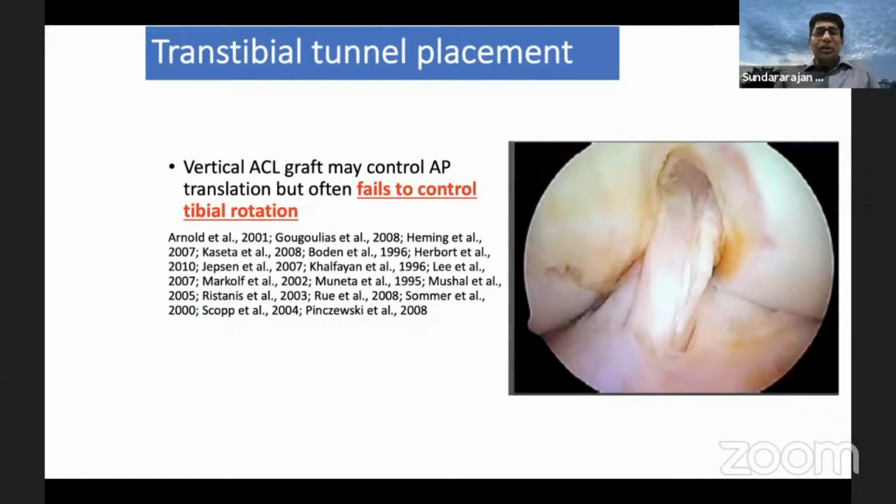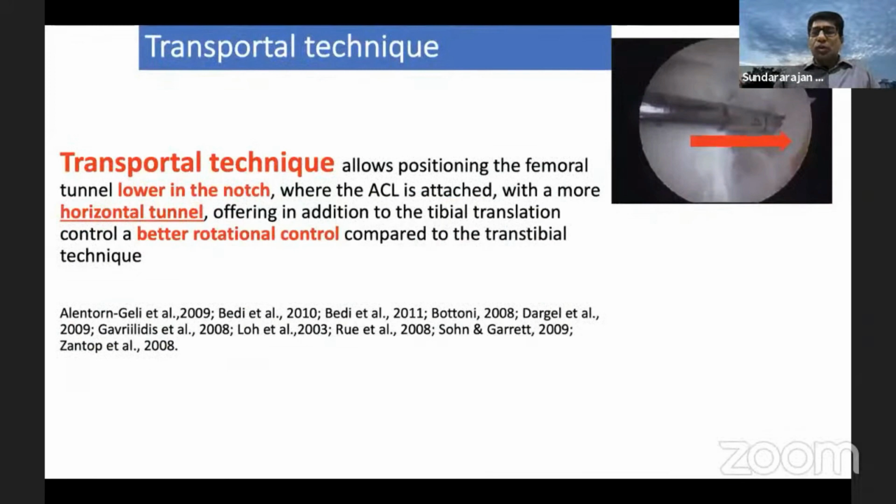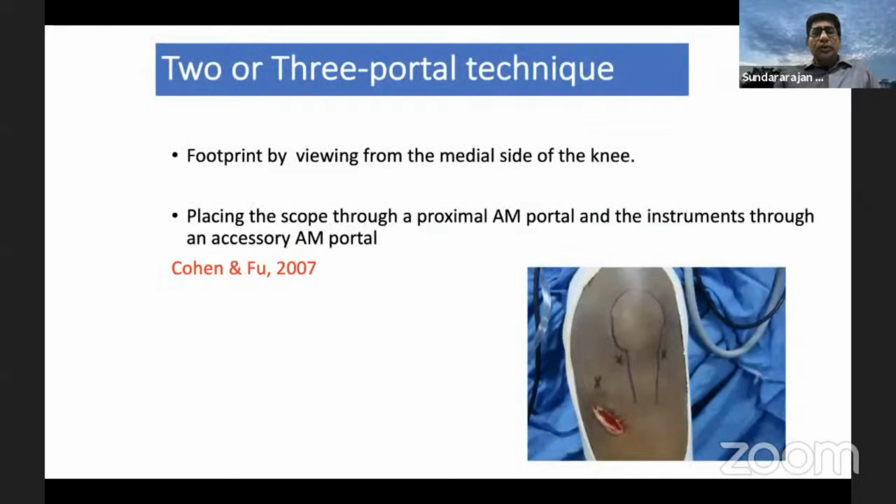So now we have moved on to the transportal technique, which is very important to get an anatomical placement. The lower in the notch your entry point is, the more horizontal the tunnel, and it also covers the posterolateral bundle. That means you have better rotational control with the transportal technique than with the transtibial technique. When you want to do a transportal technique, you can do it with just a two-portal technique: the high anterolateral and the far medial portal, like this. I do it with only the two-portal technique.